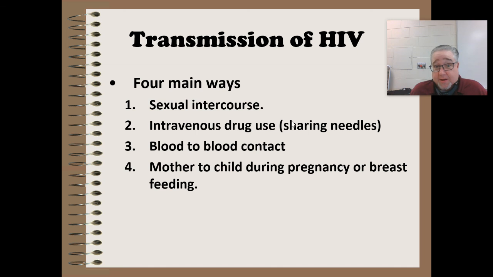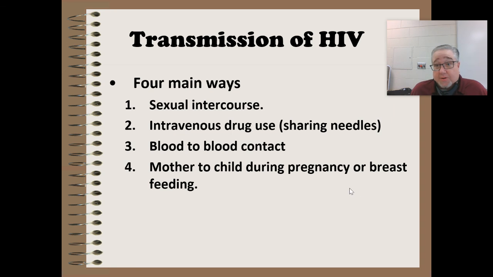Transmission of HIV. How do you get it? There's basically four ways: sexual intercourse, unprotected sex, especially; intravenous drug use, sharing needles; blood to blood contact; and mother to child during pregnancy. It can pass itself through the placenta to the baby, or it can be passed through breastfeeding. So this is a disease I think that's pretty serious. The whole continent of Africa is pretty much ravaged with HIV, but it's something that I think everybody should know about. All right, guys, that's it for me for today, and I will see you soon.